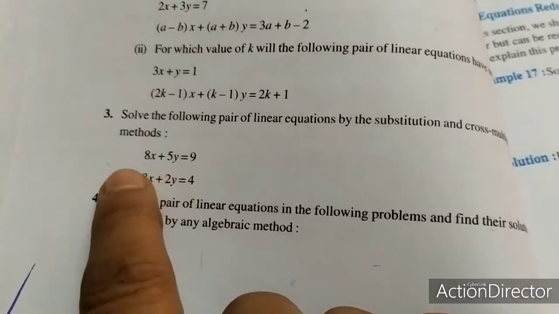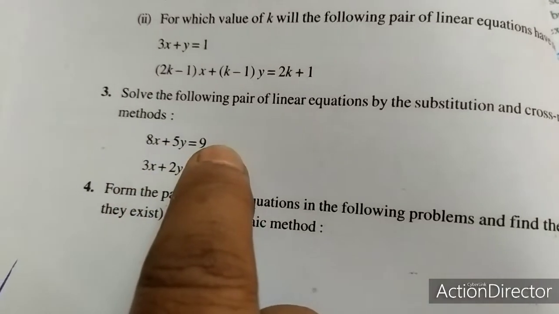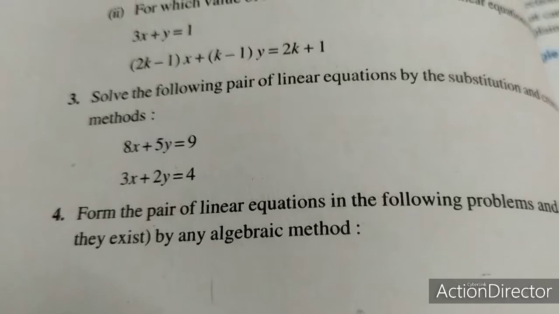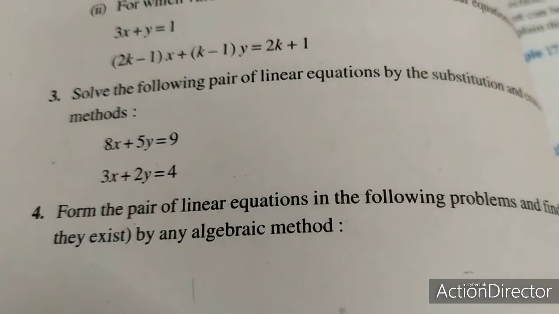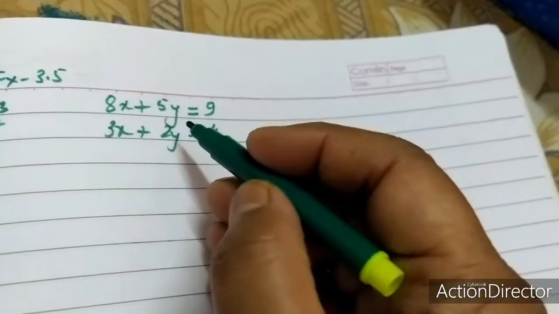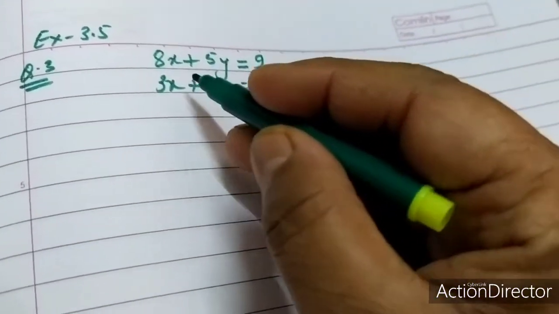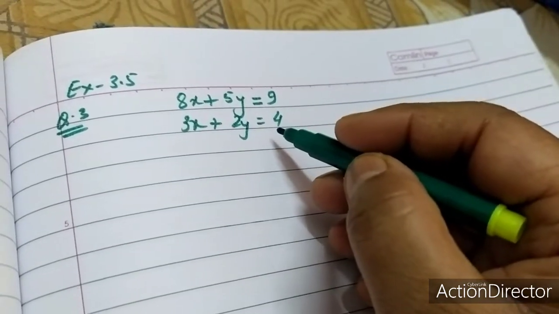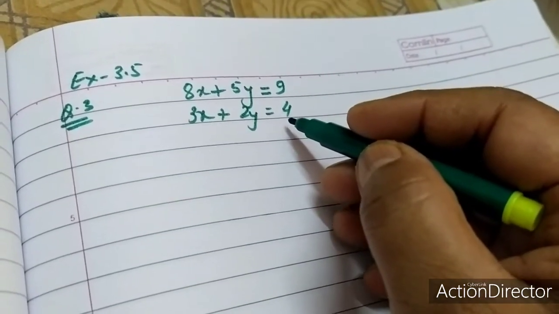Here the equations are 8x plus 5y equal to 9, and 3x plus 2y equals 4. Let me write this in the copy and then I will explain. Now see, the equations are 8x plus 5y equals 9 and 3x plus 2y equals 4, and we have to solve these equations by the cross multiplication method.